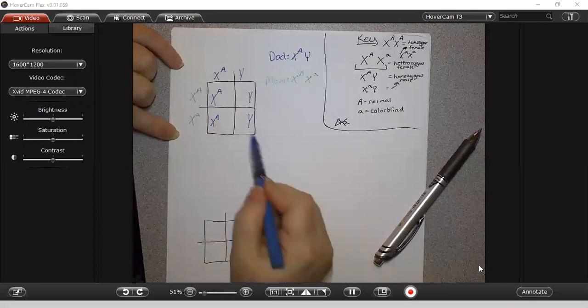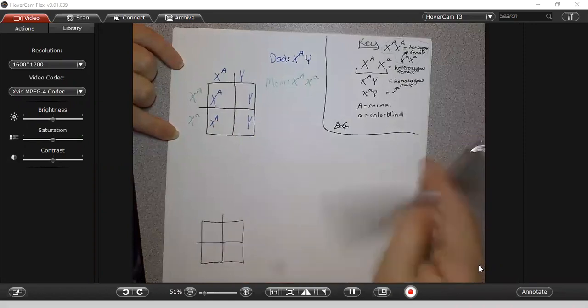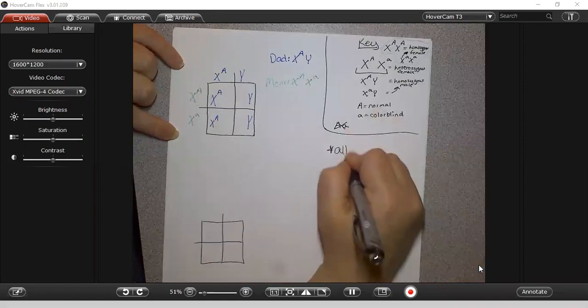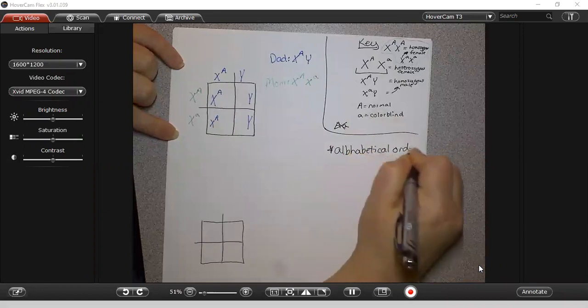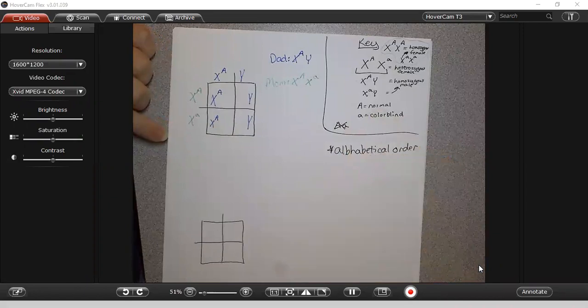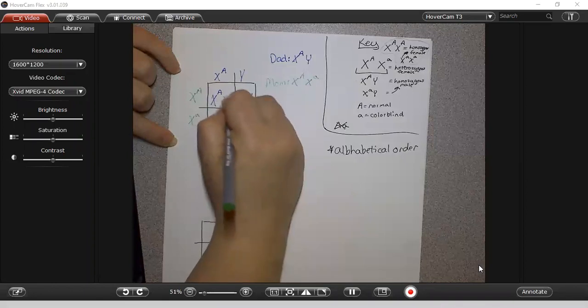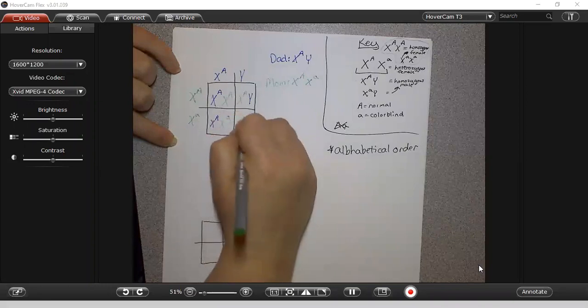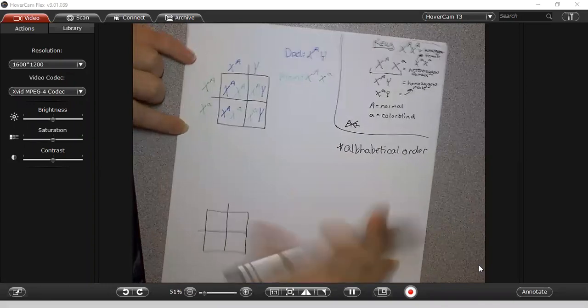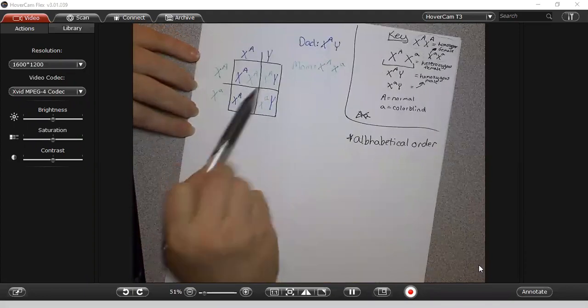The Y is going to go to the right here because we're going to write these in alphabetical order. So if they're the same letter, capital before lowercase. If they're different letters, they go in alphabetical order. So then we're going to carry mom across. So now what we end up with, we have 4 different offspring here.